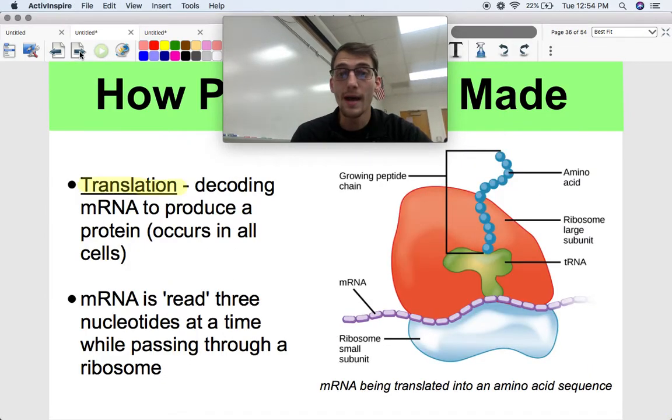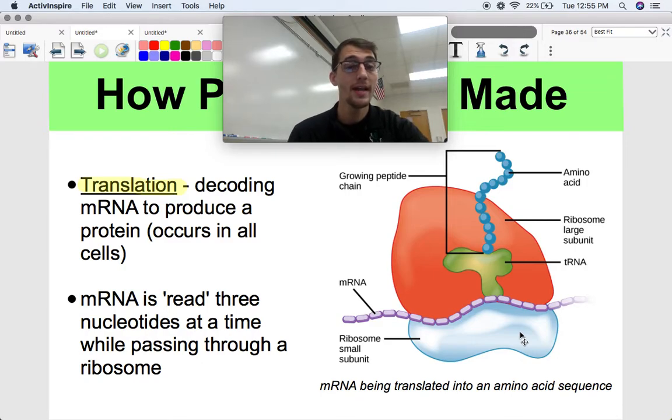So the ribosomes, on a bigger scale, look something like this. The ribosomes are going to be the sites of what we call translation, decoding mRNA in order to produce a protein. And every single cell, every single living thing that's ever existed does this transcription and translation here.